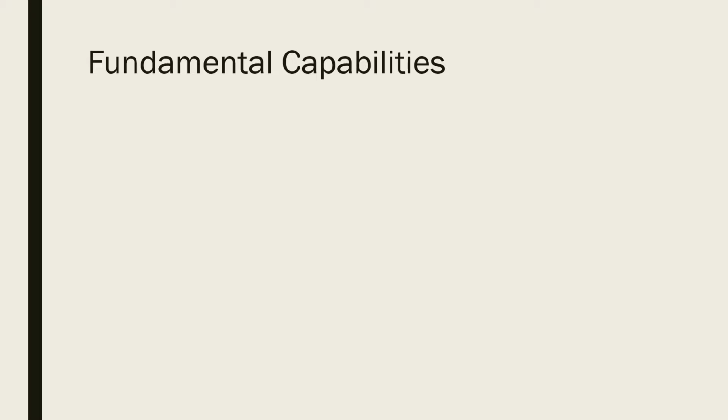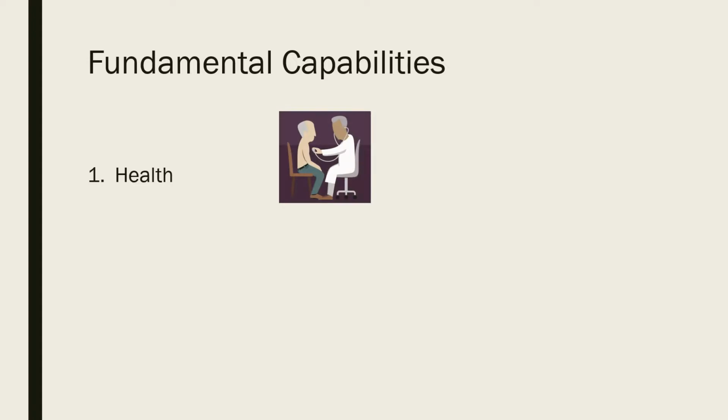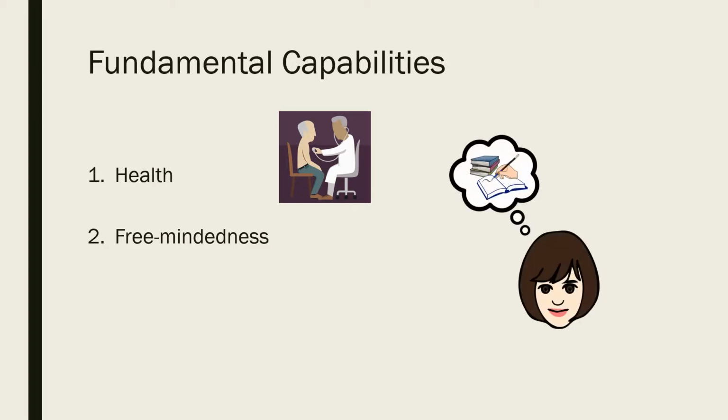The first we will define as the capability of health, which can be thought of in terms of life, prosperity, physical health, and bodily integrity. Our second capability we call free-mindedness. This can be thought of as the ability to imagine, to have emotions, to think, and to reason.